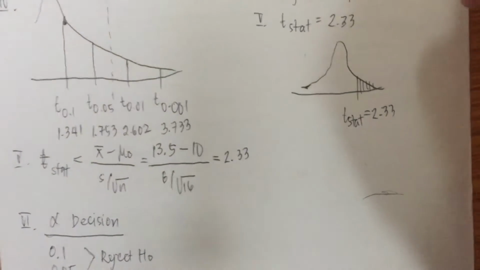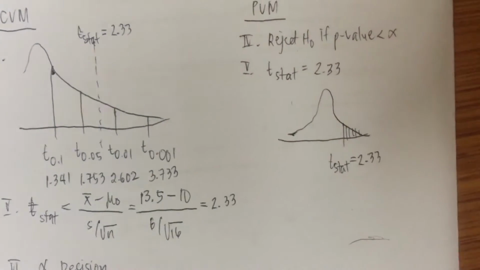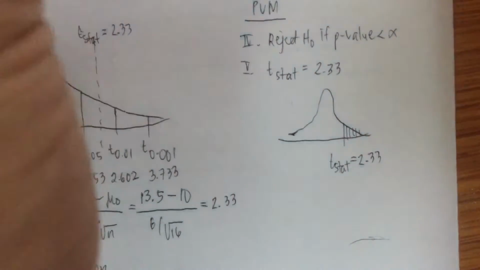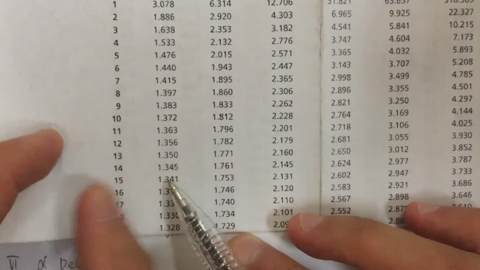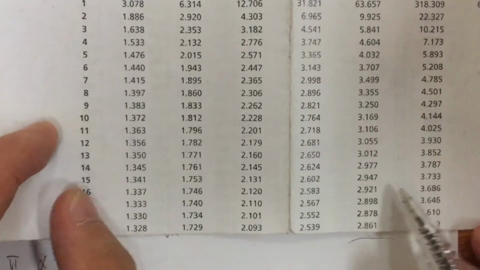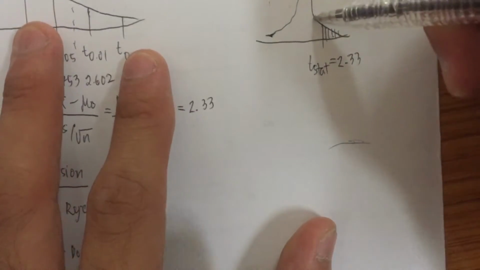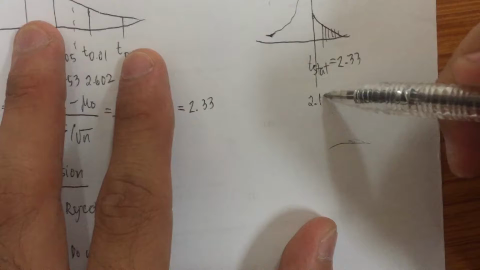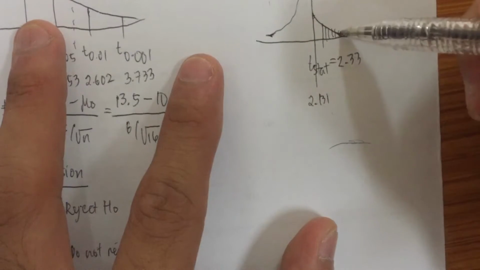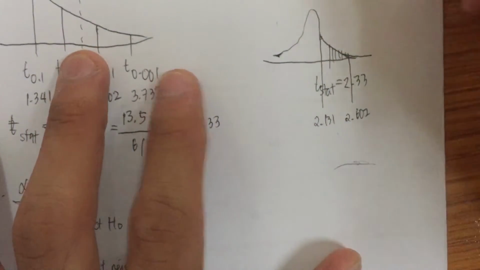However, the problem here is that the t-table is limited, so it cannot provide us exact areas for all t-scores. In this case, under degrees of freedom 15, we have to search for 2.33, and that's not here. So 2.33 is in between 2.131 and 2.602. If we were to show that in the graph, this must be 2.131, and then somewhere here should be 2.602.